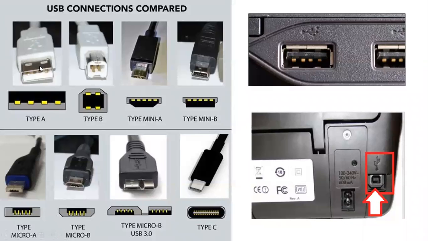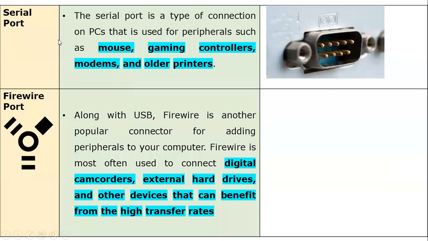Type A is the normal USB cable. Then type B here. Type B is normally available with your scanner or printers. Then mini type A, mini B, like that. There are some other types of USB ports and cables, right? Then a similar type of device here, the firewire port.